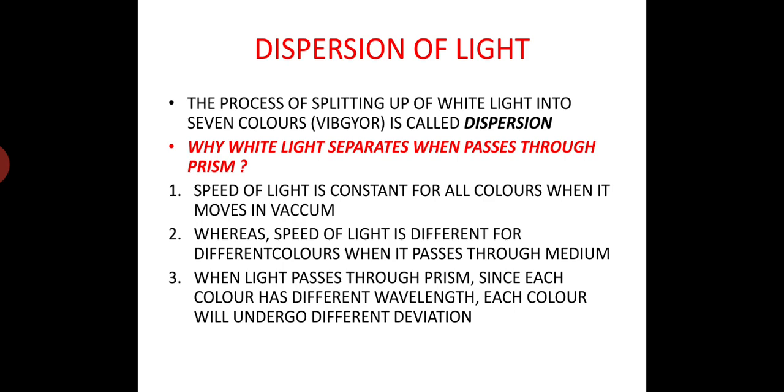Now, why does light separate into 7 colors when it passes through a prism? What is the reason for dispersion? This is what we are going to see. Reason for dispersion of light.